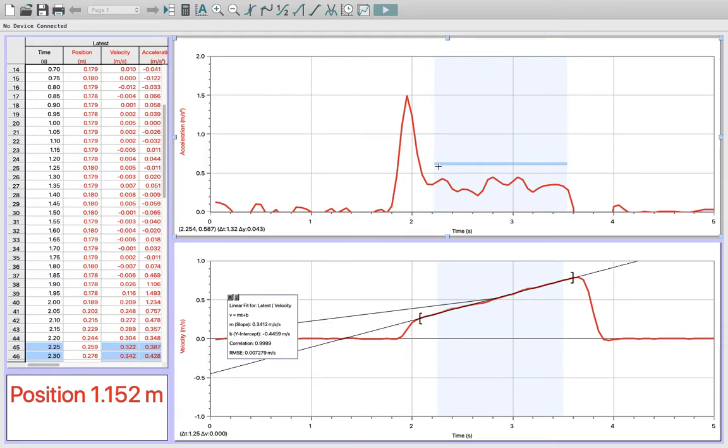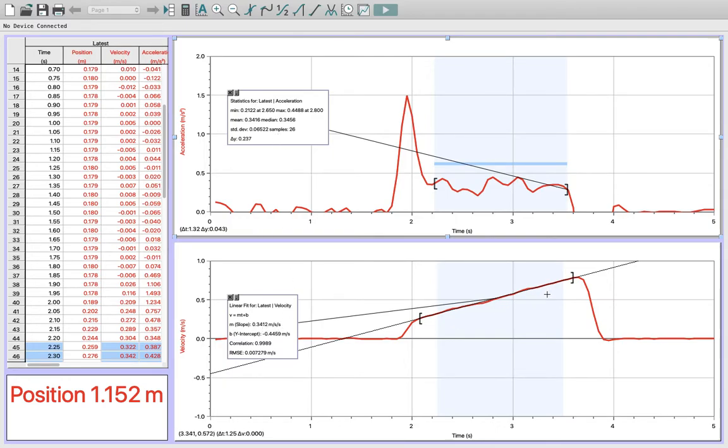I can actually have it run statistics in that interval that I've highlighted. And it will tell me the min, the max, and it will tell me the mean. And look at the mean value here, 0.34, right? So the mean value of this noisy acceleration graph, which looks like it's roughly a horizontal line, is 0.34, and that is the slope down here of 0.34. So that's a good trick if you're using Logger Pro to analyze motion graphs.